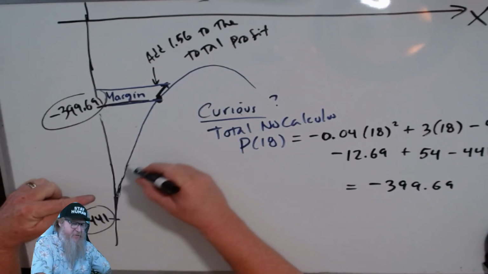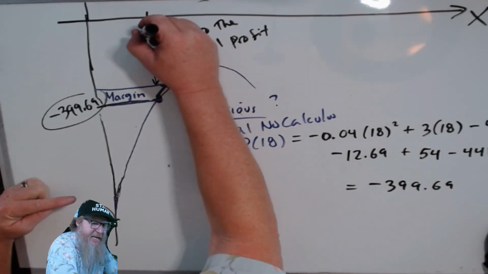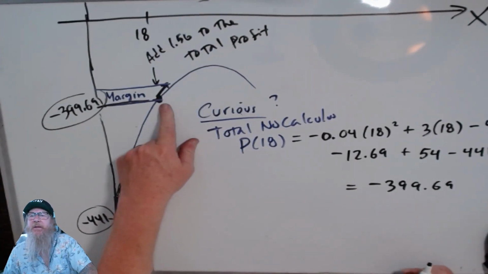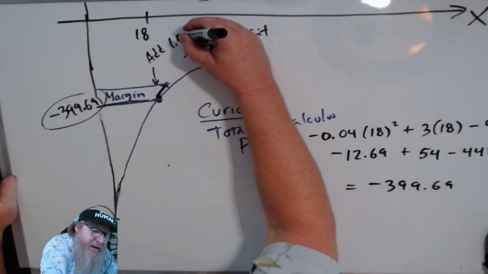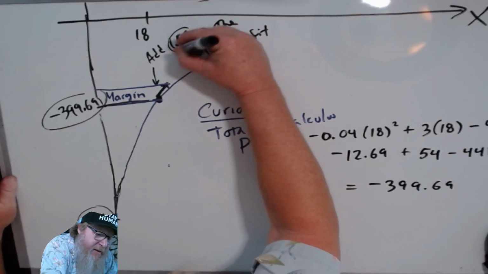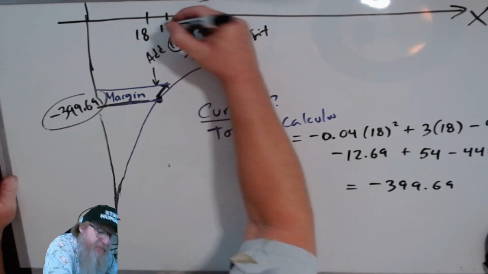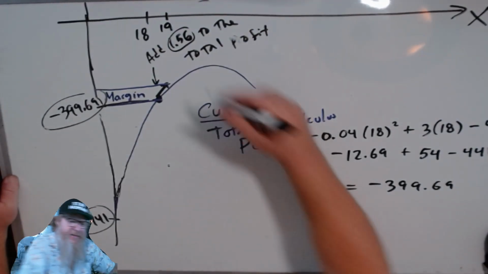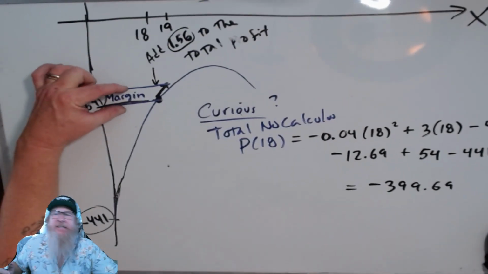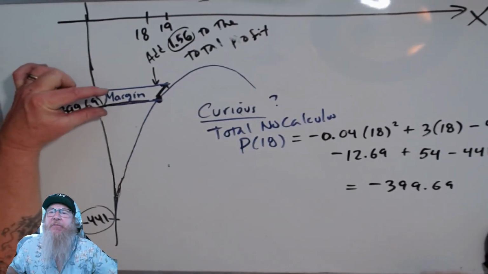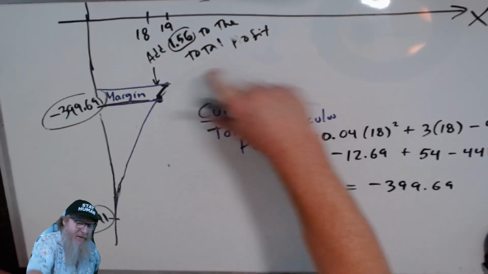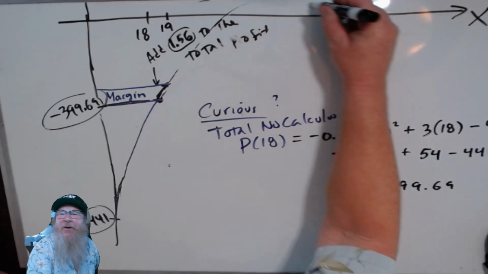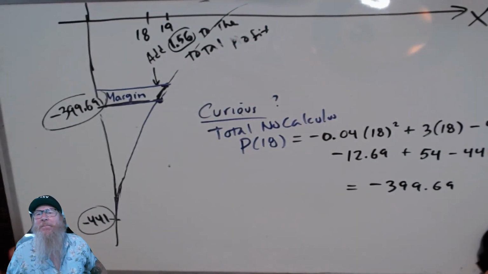We're selling ice cream. We sold 18 gallons of ice cream. We're still underwater, right? We're still negative 3.99 and 69 cents. However, if we sell one more gallon, if we sell 19 gallons, then we can add $1.56, and that's called the margin or the margin of profit, to what we've already made, right? And we hope that this graph will keep going and going and going and get us out from being underwater.